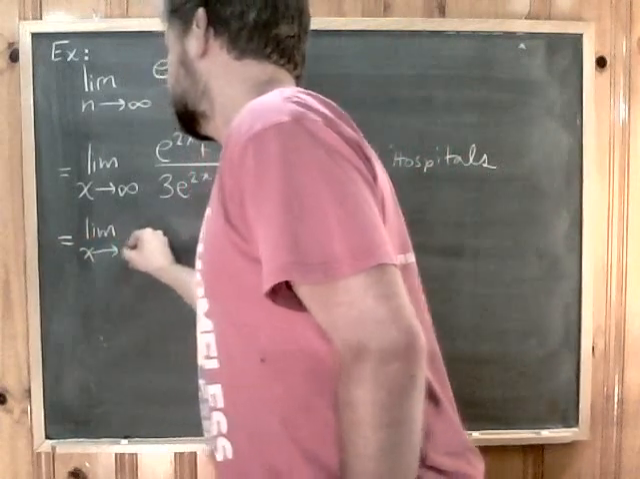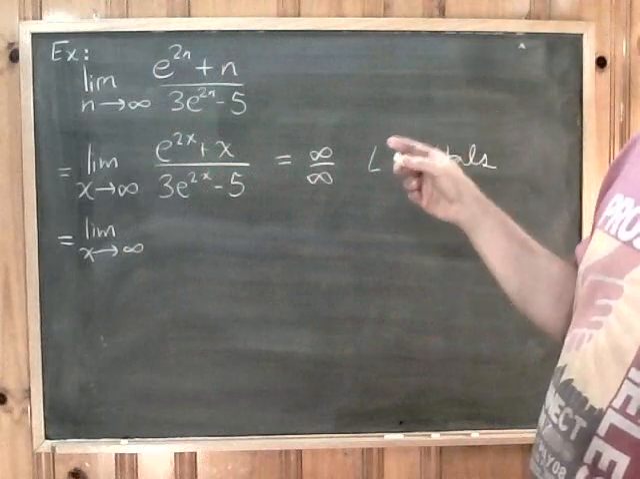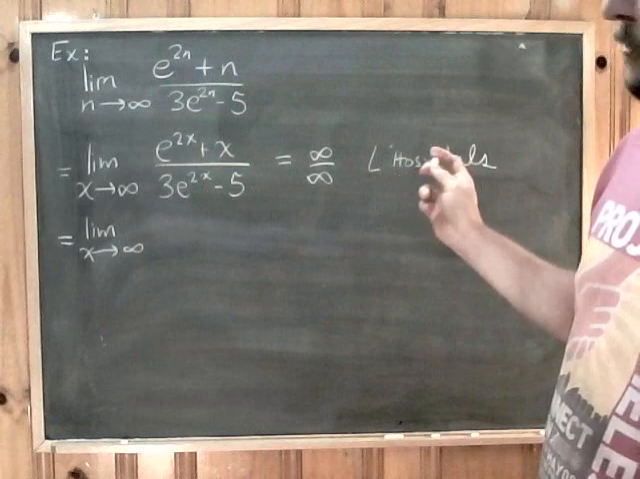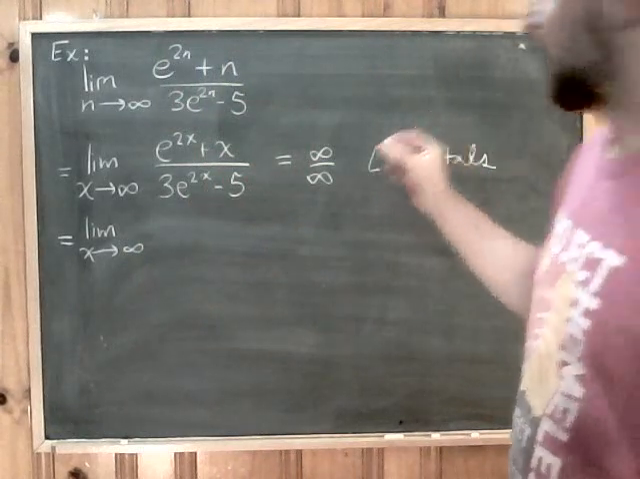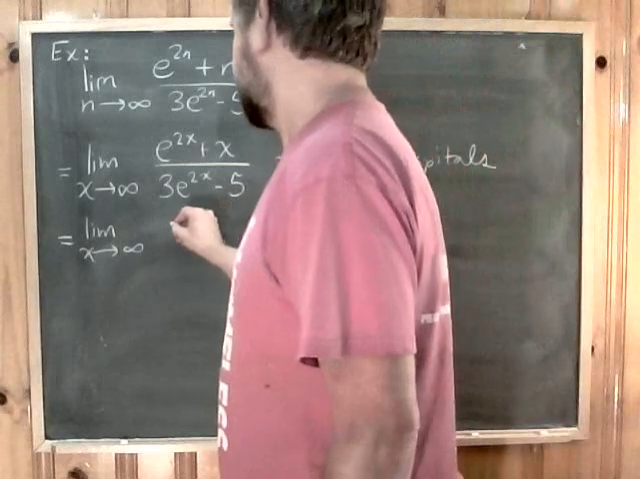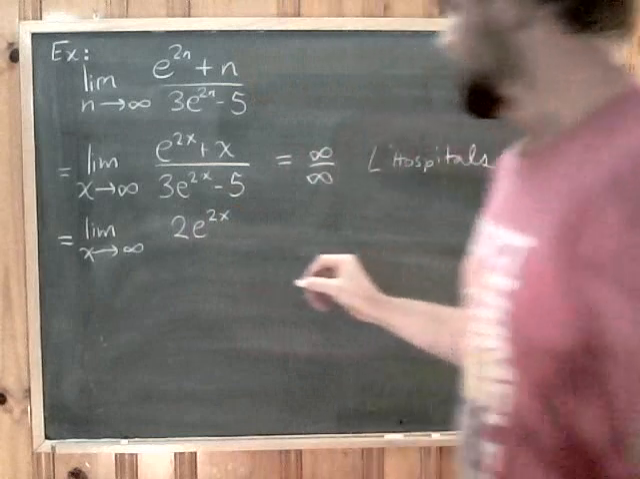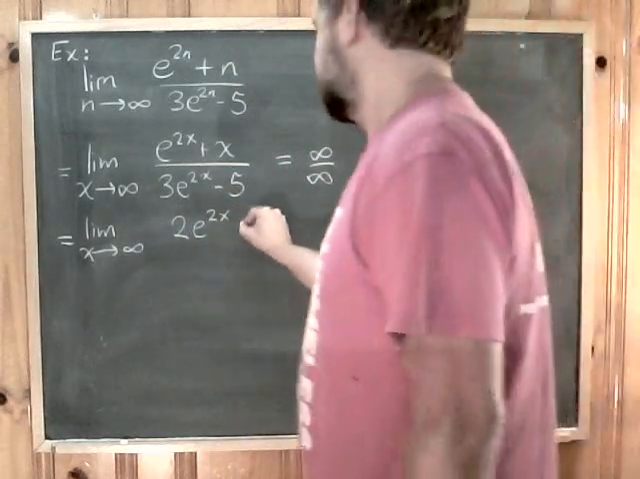There. That means we can say this is equal to the limit as x goes to infinity of the derivative of the top and, separately, the derivative of the bottom. Not the quotient rule. This is when you get to take the derivatives on top and bottom completely separately. So on top we have 2e^(2x), because e is its own derivative, but then the chain rule brings down the 2, plus 1.